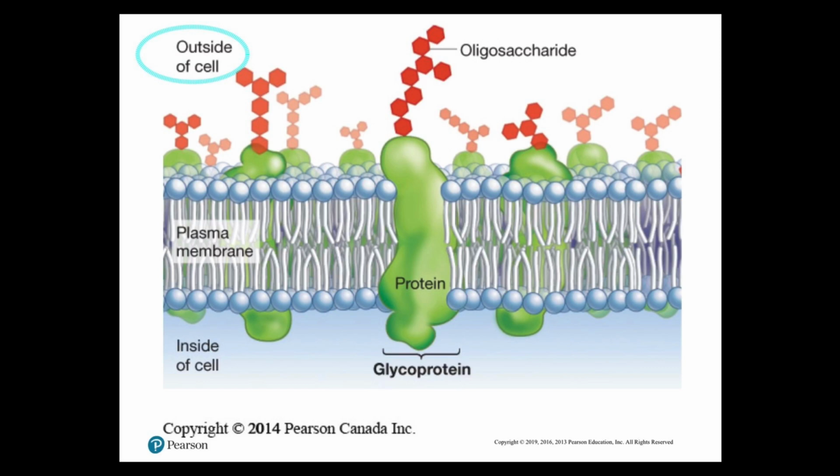We have white blood cells, whose job is immunity. They're always patrolling the surface of our cells. They're always checking, and if they don't recognize it, then they will mark the cell for destruction. They scan the surface, and if they recognize the oligosaccharides, then they will leave the cell alone.